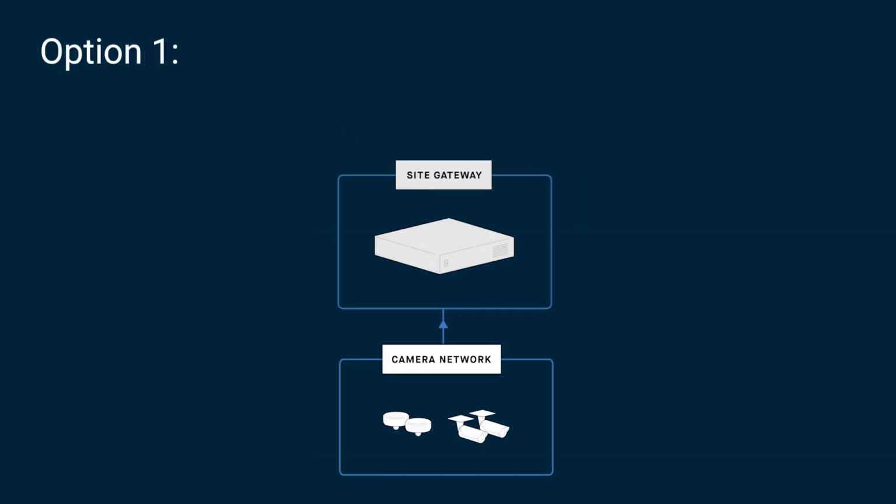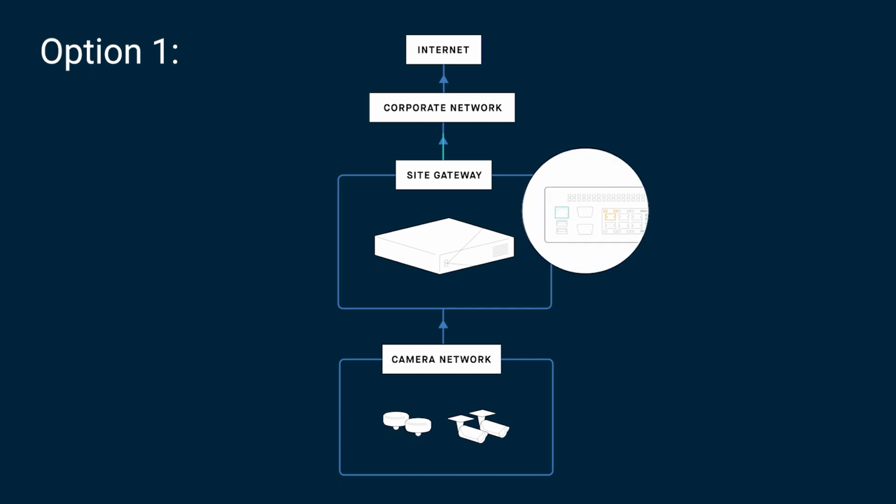Option 1. Joining the pre-existing camera network. In this setup, your gateway will act as an interface that communicates with the existing camera network. Connect the standalone Ethernet port on your site gateway light to your corporate network and connect any of the 8 Ethernet ports on the gateway to your pre-existing camera network.